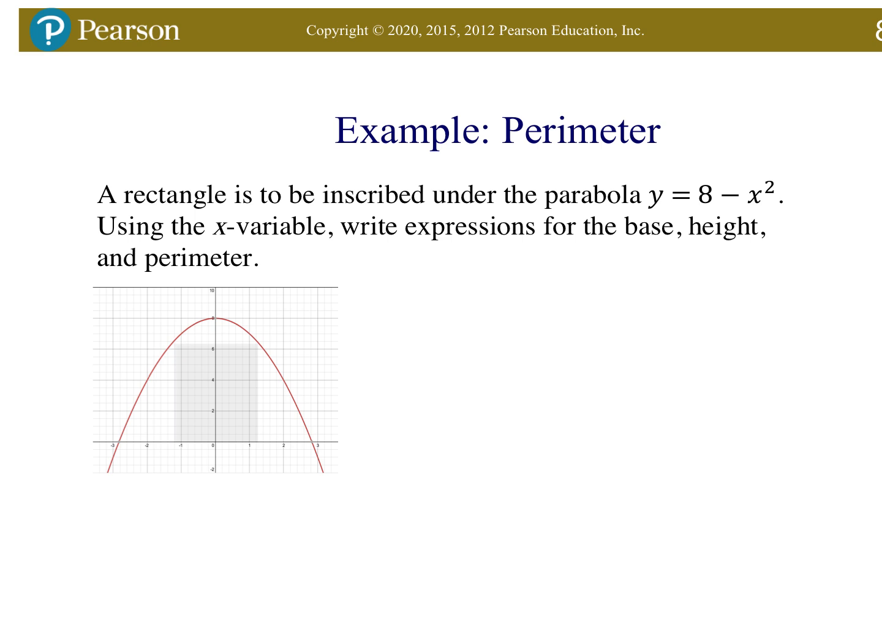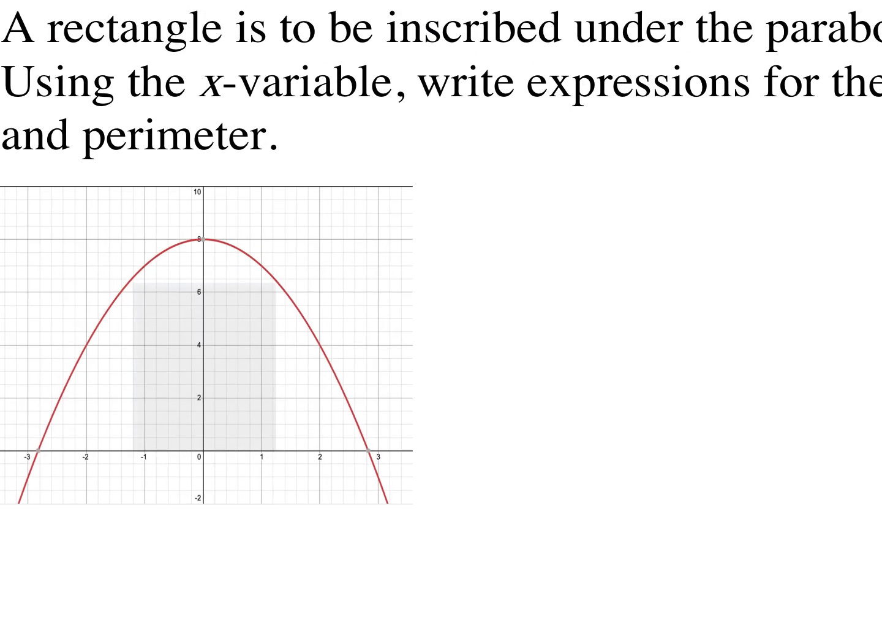So draw a rectangle whose corners fit. To be inscribed under means the corners fit under the parabola. Let's figure out where these corners are. Now I'm not saying that that corner is exactly 1 point something. We don't know where that is yet. This is just a drawing.